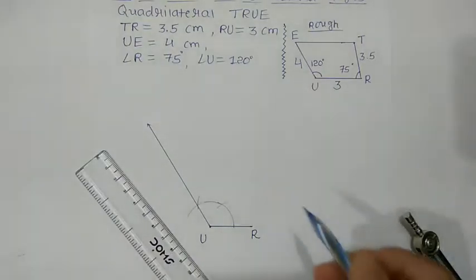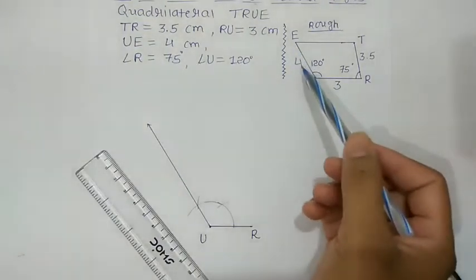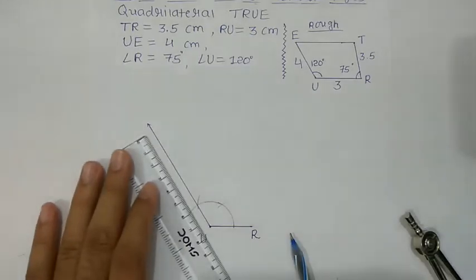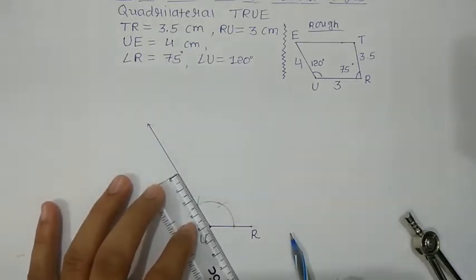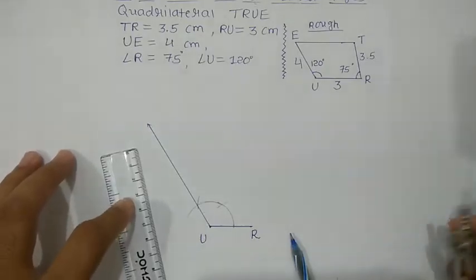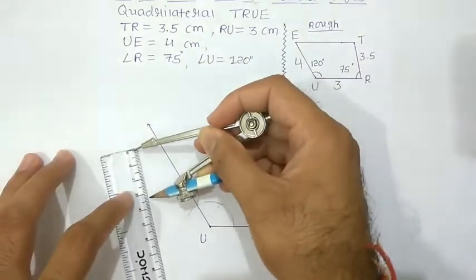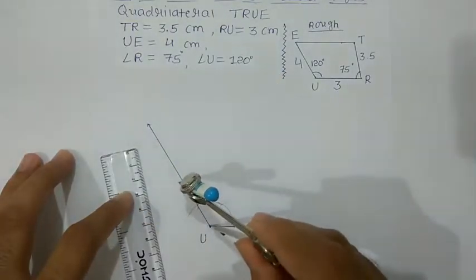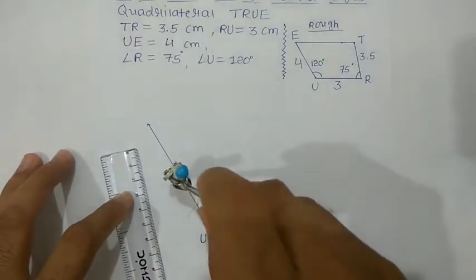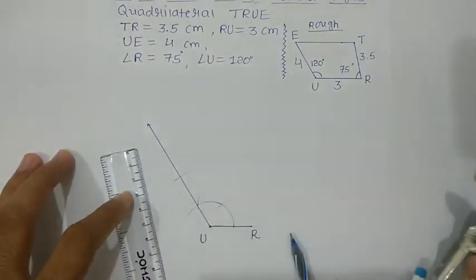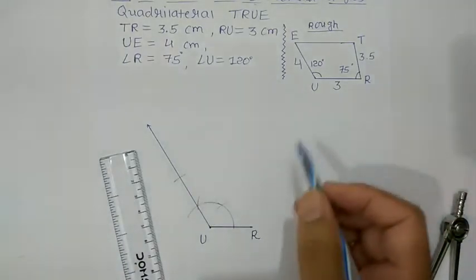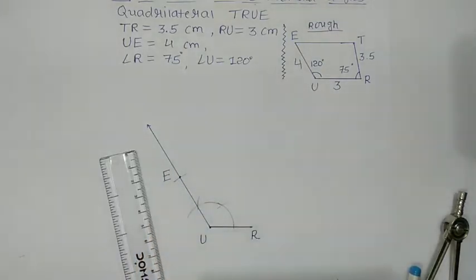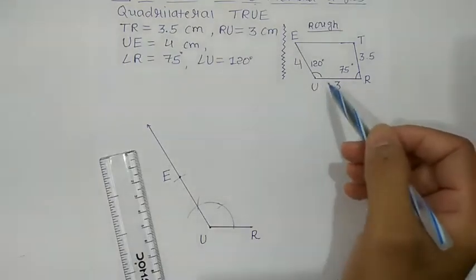Now here, what is the distance we have to take? We have to take a 4 centimeter distance. So we can do this in two ways. One is to directly take 4 centimeter on the scale, and the second way is to measure the 4 centimeter on the compass and make an arc from the U. So this is exactly 4 centimeter. So which point is this? This point is E.